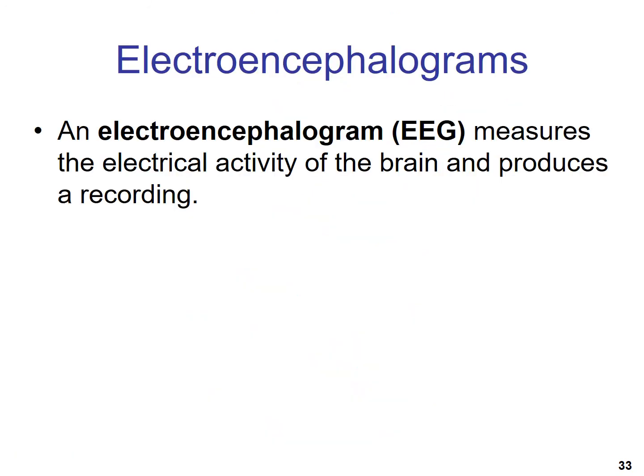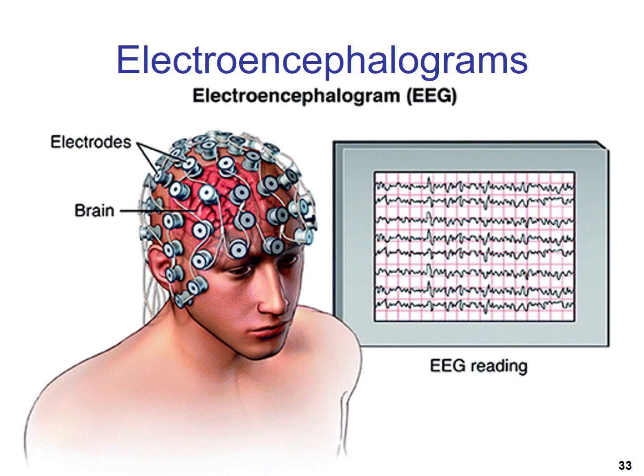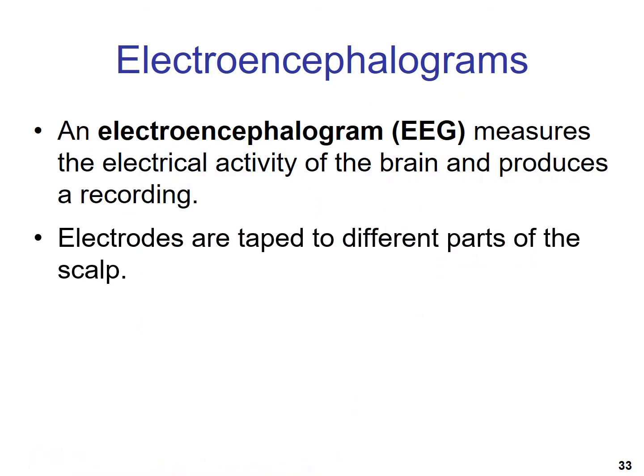Okay, an electroencephalogram, this is what measures the electrical activity of the brain. So every single nerve impulse that happens is due to ions, and there's a current and there's electrical activity that can be measured. And so there's a recording produced of it. So basically in an EEG, electrodes get taped to different parts of the scalp, and here's a picture of what the electrodes look like.